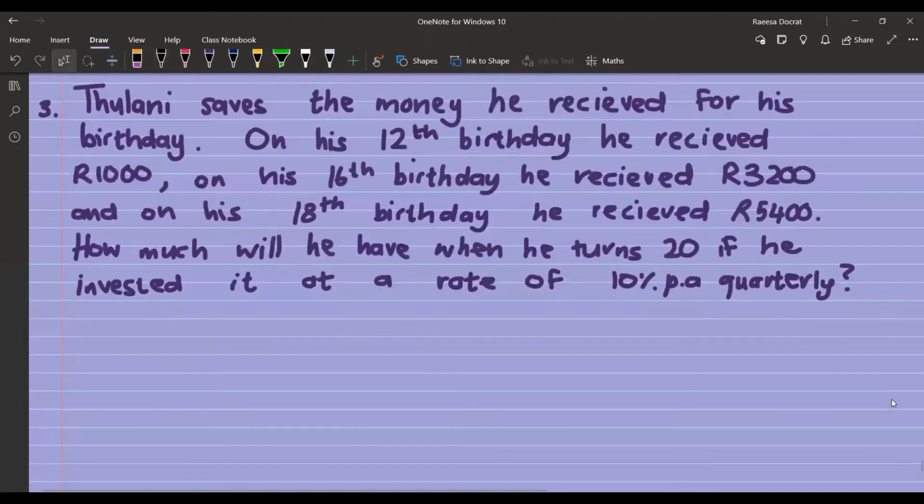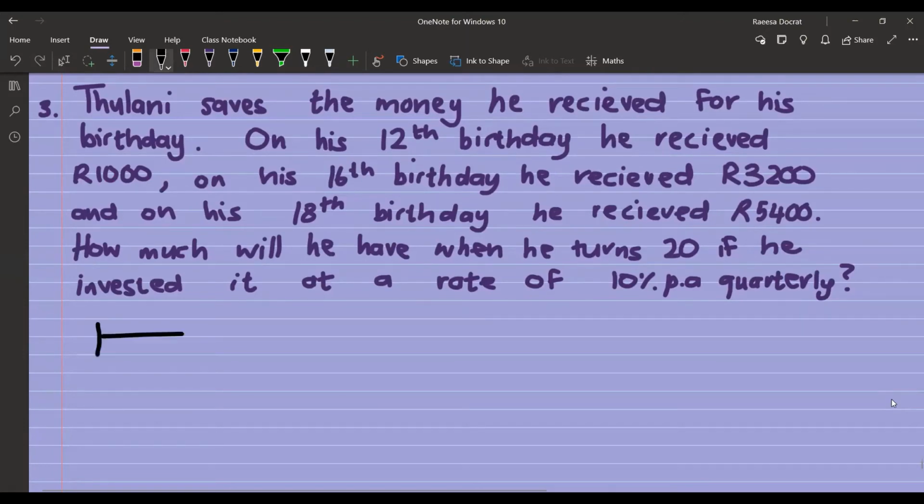Okay, so let's have a look at the last example. So Tulani saves money he received for his birthday. On his 12th birthday, he received 1,000 Rand. On his 16th birthday, he received 3,200 Rand. And on his 18th birthday, he received 5,400. How much will he have when he turns 20 if he invested it at a rate of 10% quarterly?